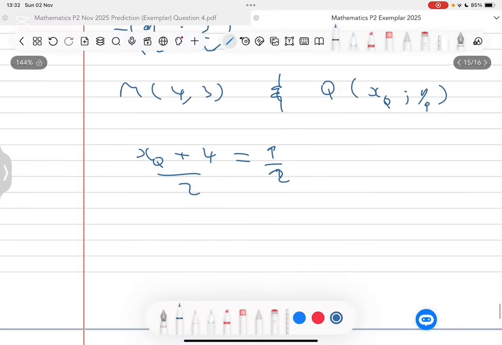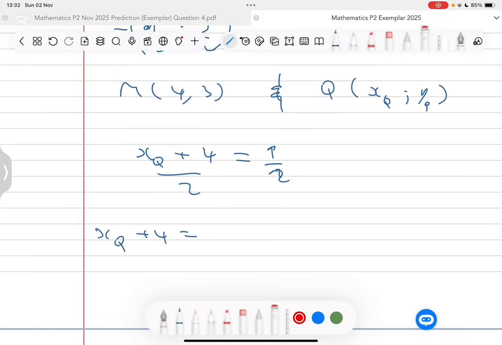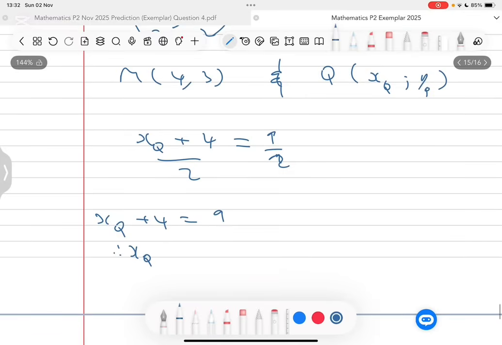Well, it's a 9 over 2 then. And if we solve this, we can see that we're going to have XQ plus 4. I'm cross multiplying here by a 2, so that I'm going to have a 9 because the 2s would cancel, and therefore our XQ is going to be equal to 9 minus 4, which is 5.